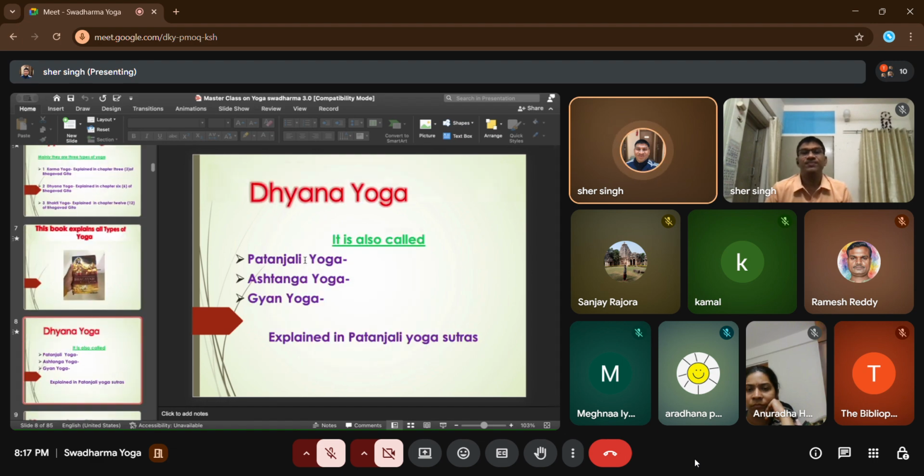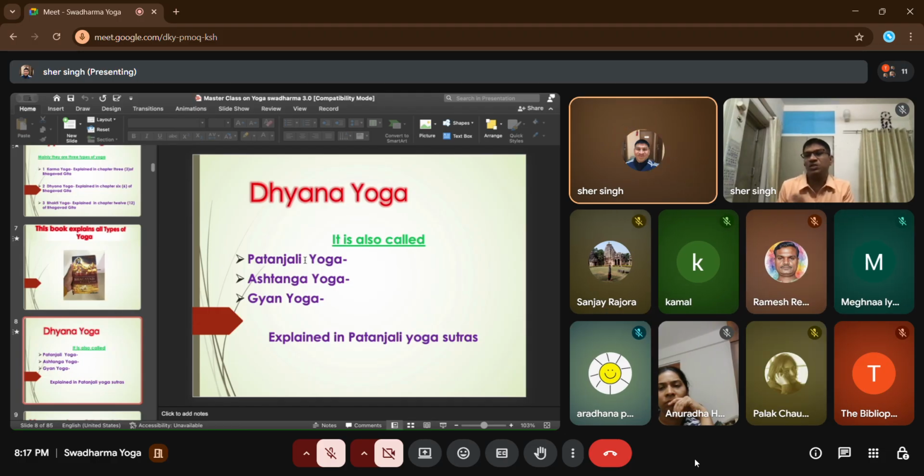Dhyan Yoga is basically called Patanjali Yoga and Ashtanga Yoga, and has been explained in more detail in the Patanjali Yoga Sutra. This is also explained in chapter number 6. Through the mind, through the elevation of our mind, we can achieve enlightenment. Swami Vivekananda, Brahma Kumaris, Sister Shivani, they all propagate this style of yoga, that is Dhyana Yoga.